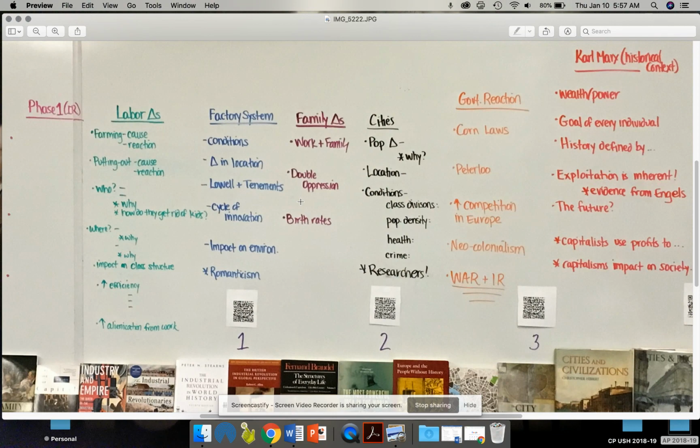But at the same time, women are doubly oppressed because when they leave the factory and go home, they are also then oppressed by the males within their family, whether it be a father or a husband. So women are in this unique position of facing a double oppression, an oppression in the workplace and oppression at home. And then finally, family changes, birth rates.